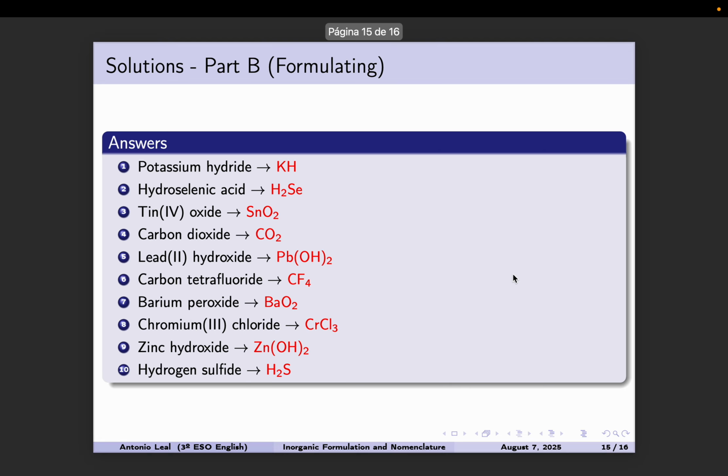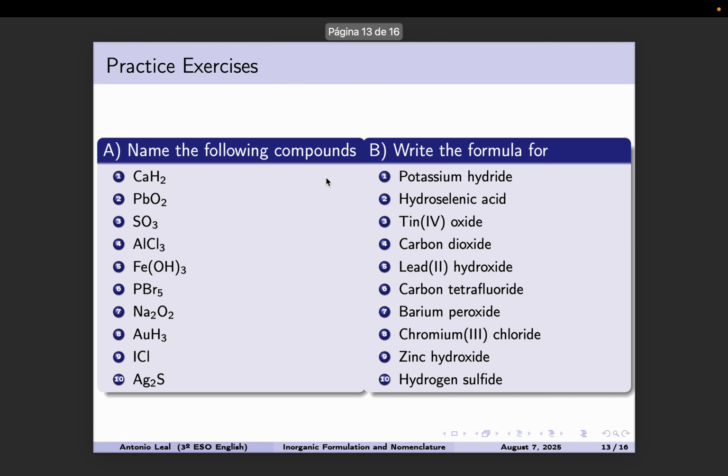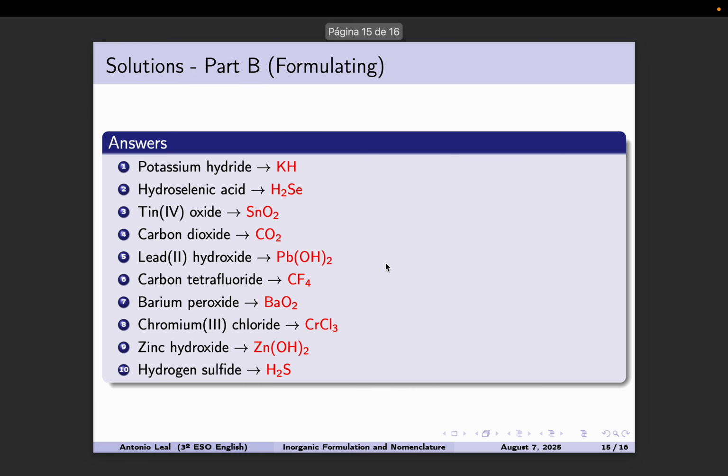And finally, this is the second part, formulating: write the formula for these substances, and these are the answers. You can copy them and check your right or wrong answers, and you need to study more if there are more wrong answers than right ones, of course.